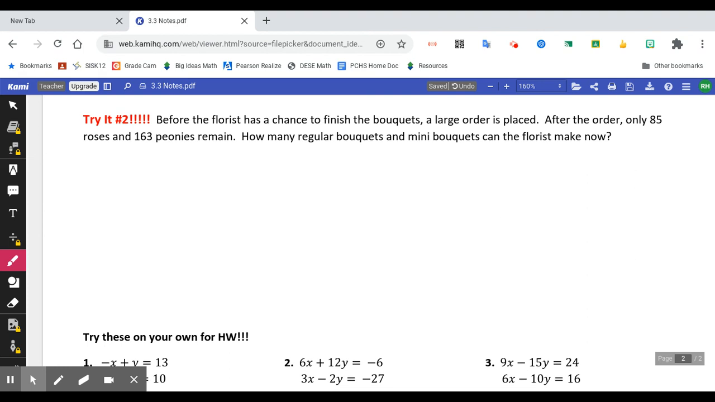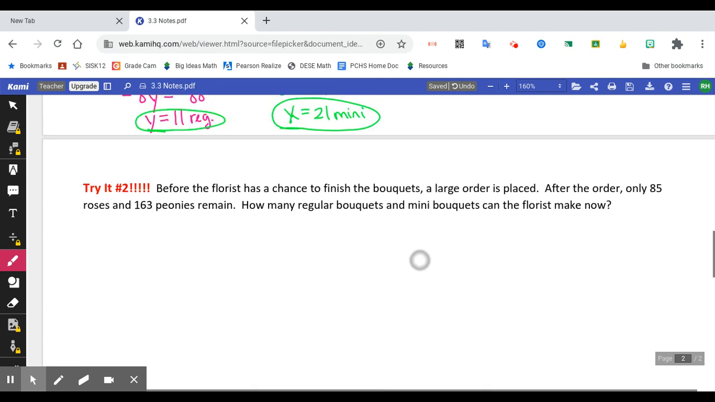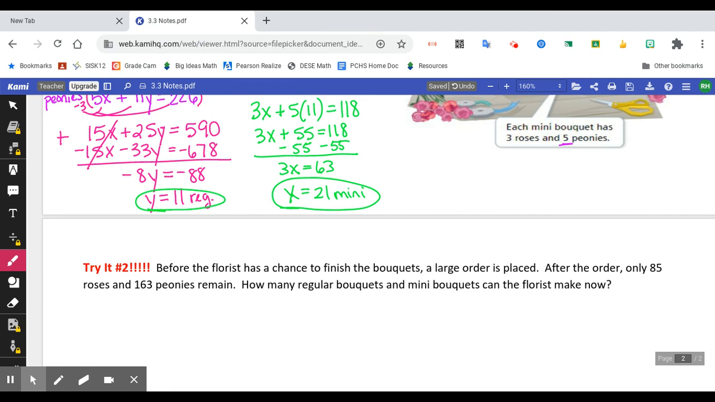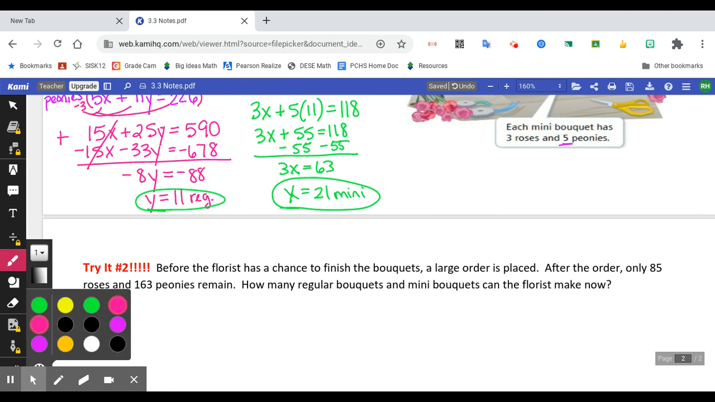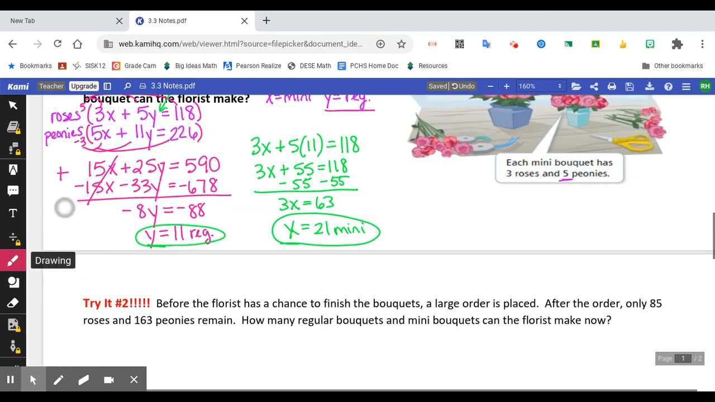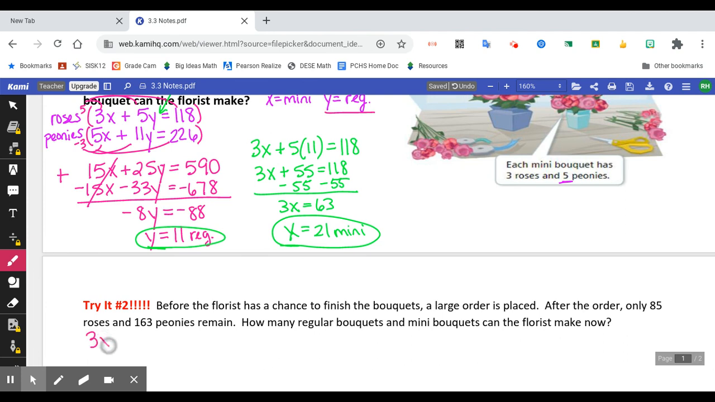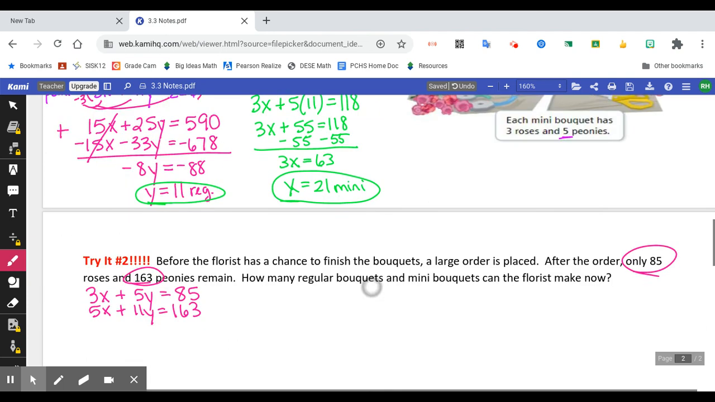Okay, so same thing for your try it, same situation, but they've changed the number of roses and peonies that you had to start with. So you actually already have the equations correct. You're just practicing the solving this time. So we have our 3x plus 5y for our roses. And roses now only have 85, so this equals 85. Our peonies were 5x plus 11y, and we have 163 of those this time.